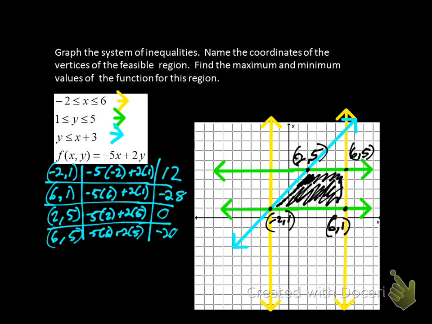And then same way, pick your biggest, pick your smallest, and write it out. So the max on this one is 12, at negative 2, 1. And then your min is negative 28, at 6, 1.